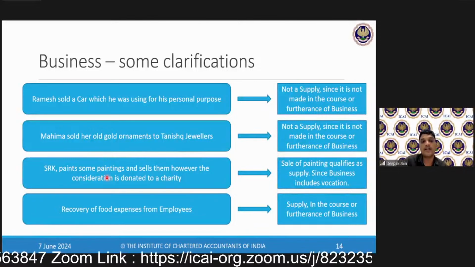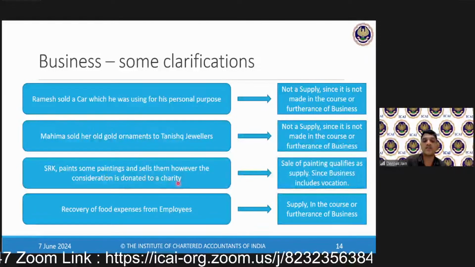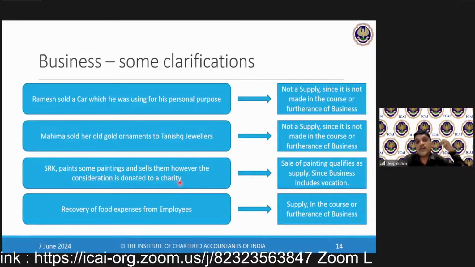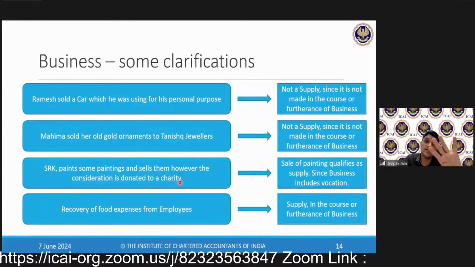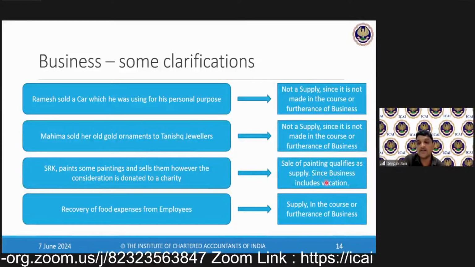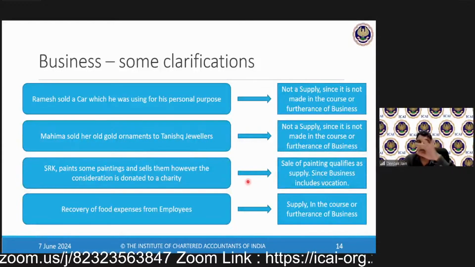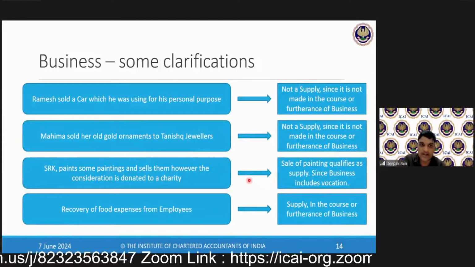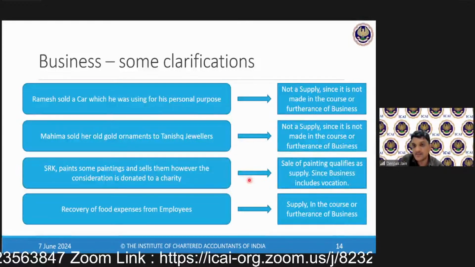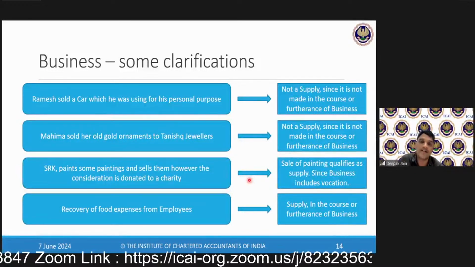Shah Rukh Khan paints some paintings and sells them. However, consideration is donated to charity. Here, you cannot say that it is donated to charity, so no supply. He is getting a consideration. So sale of painting qualifies as a supply, but if he gives a donation subsequently, that's a separate activity. So two activities cannot be merged together. When he sells some painting, that painting qualifies as a supply.